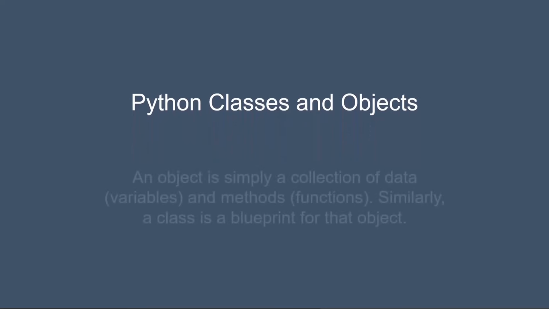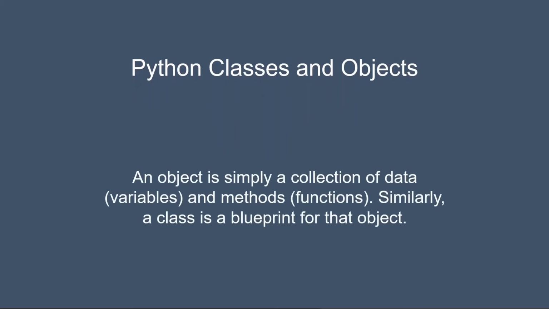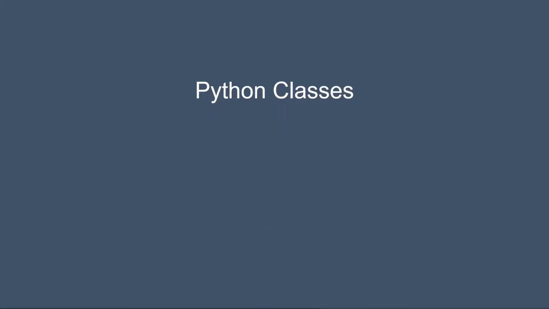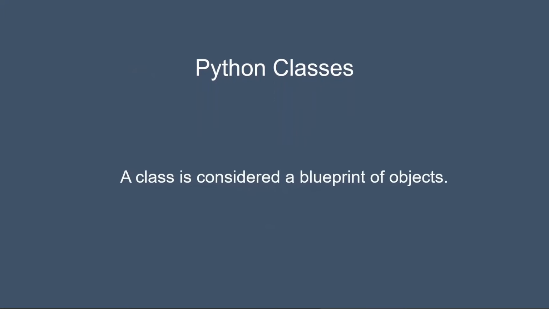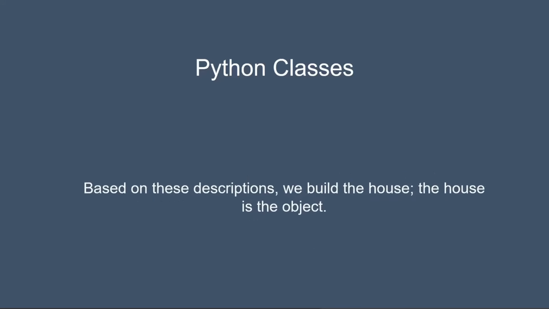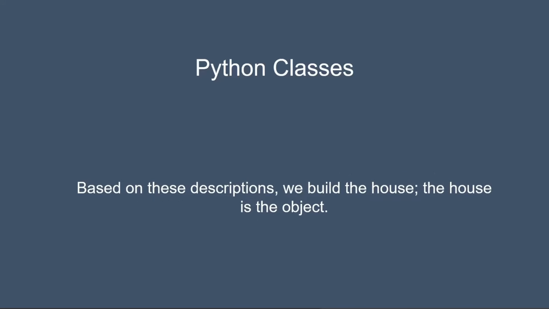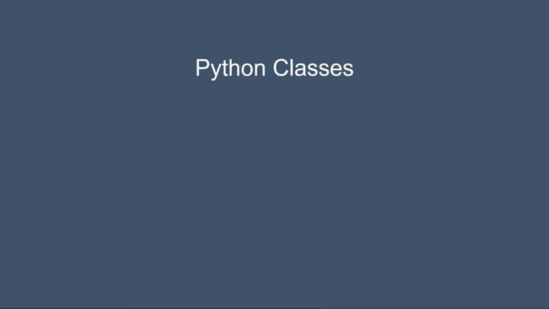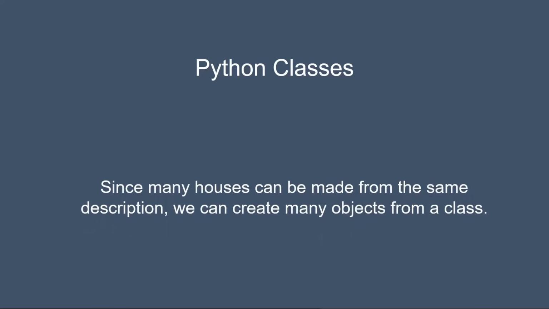An object is simply a collection of data, variables, and methods, functions. Similarly, a class is a blueprint for that object. Python classes. A class is considered a blueprint of objects. We can think of the class as a sketch, prototype, of a house. It contains all the details about the floors, doors, windows, etc. Based on these descriptions, we build the house. The house is the object. Since many houses can be made from the same description, we can create many objects from a class.